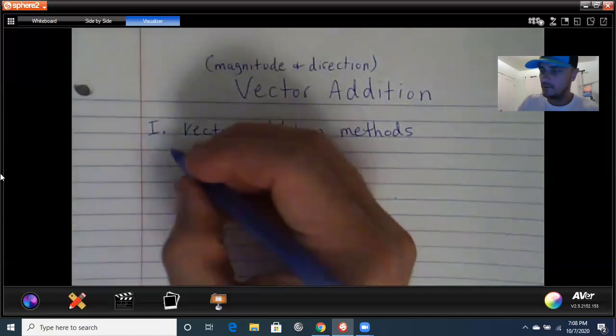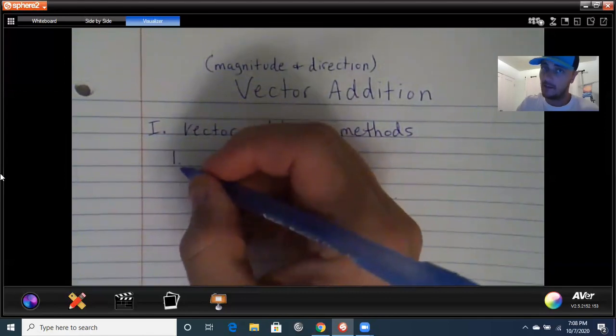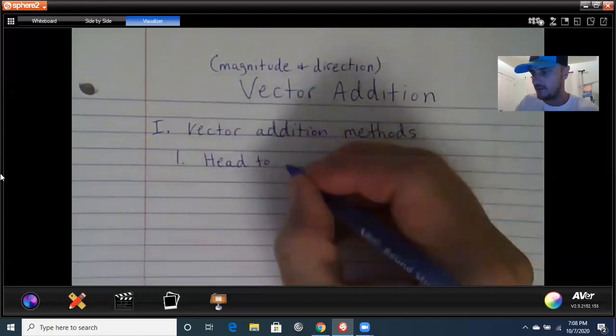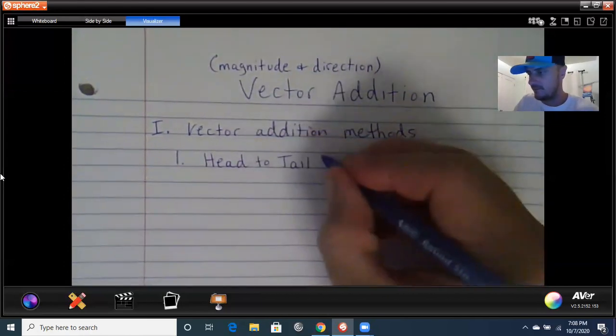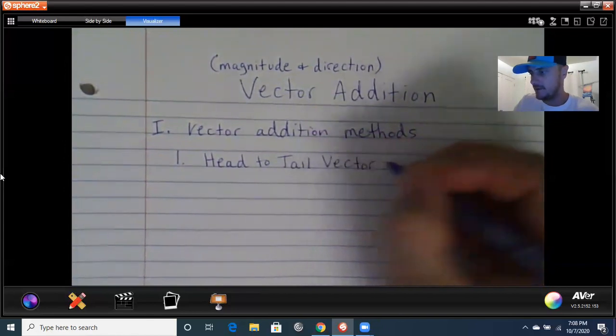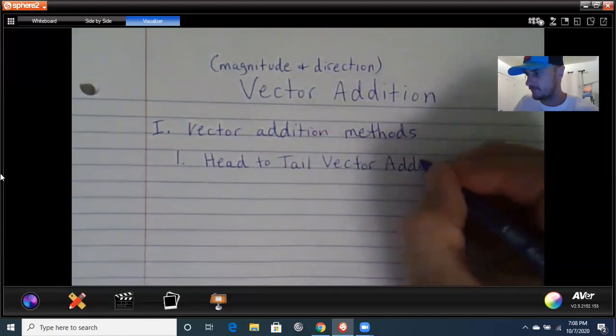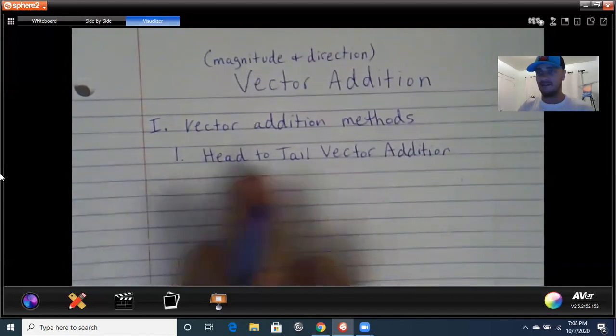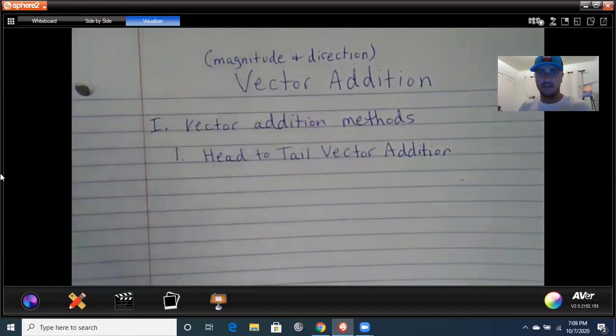So the first one that we're going to use most of the time, 99% of the time, is head to tail vector addition. And simply put, that's what it is. You take all your vectors and you make sure the head of one of the vectors is lined up on the tail of the other vector, and you do that as many times as you need to put all the vectors together, and then you figure out the answer, which we'll get to.